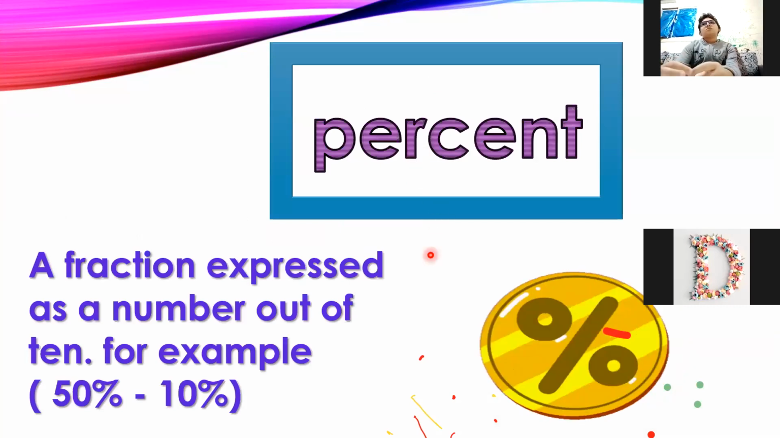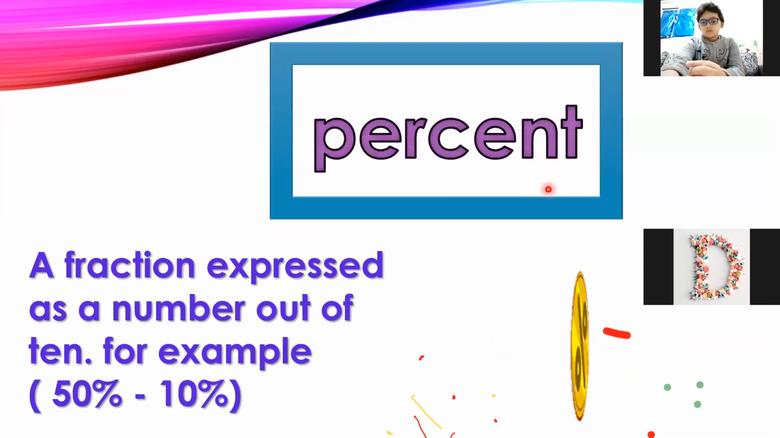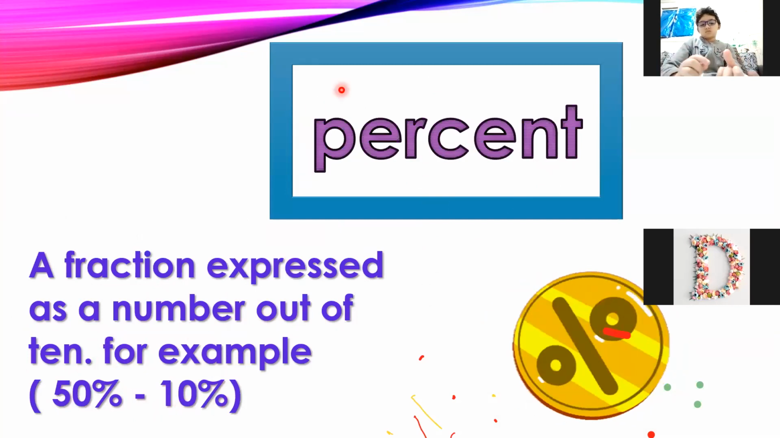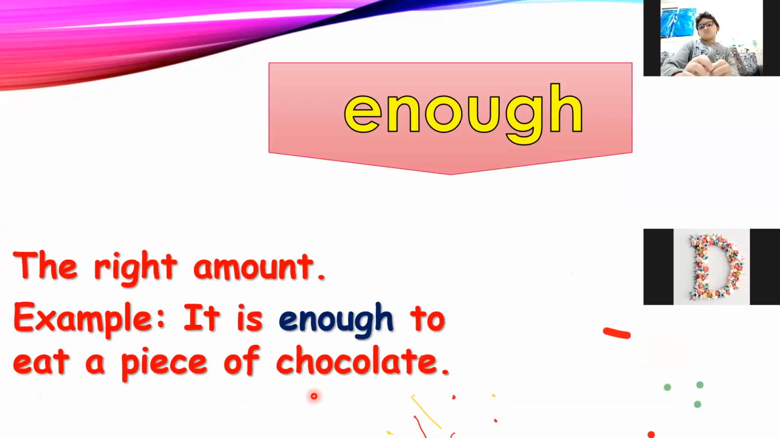Next, percent. What's the meaning of percent? It is a fraction expressed as a number out of 100. For example, 50%, 10%, 5%. And this is the sign of percent. So percent is a fraction expressed as a number out of 100, and you have here examples, 50% or 10% or 30% and so on. This is percent.